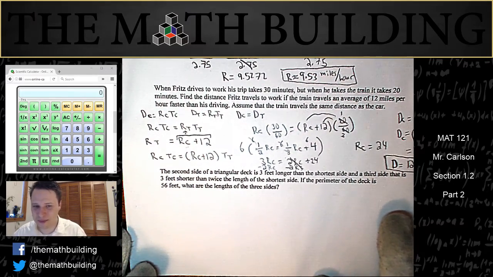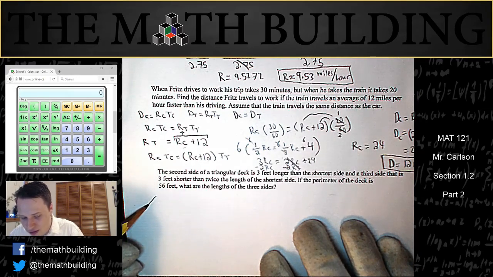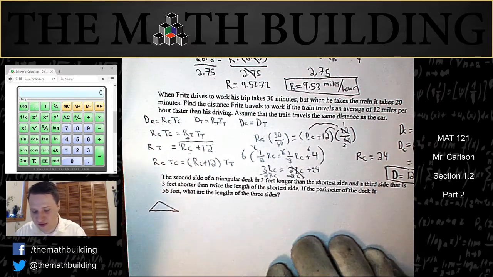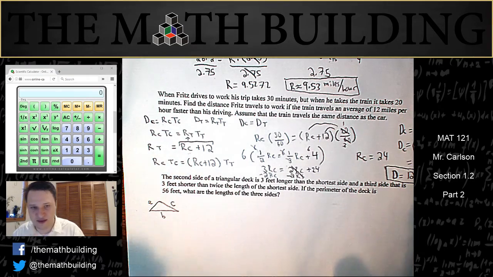So as usual, the first thing you should do in a problem like this is draw a picture. So I'm going to draw a triangle and I'm going to make the lengths all be different sides because I don't know if they're the same or different. So let's call one of the sides A, one of the sides B, and one of the sides C.